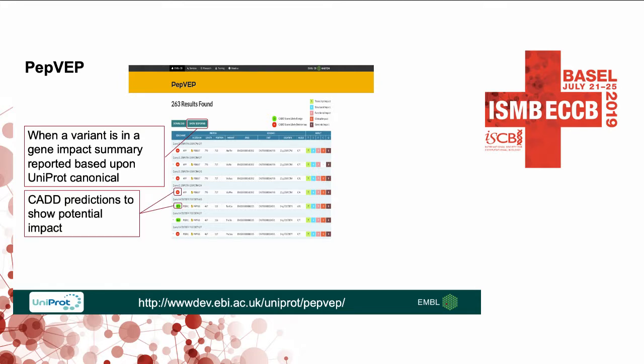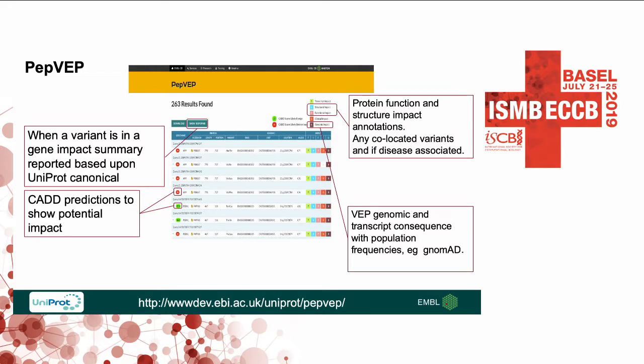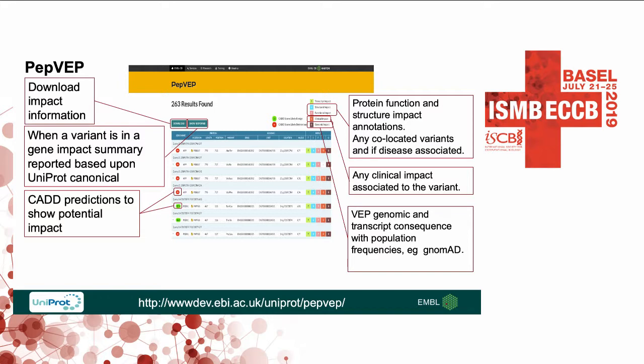We give you a CADD score, which gives you a very quick overview of the impact of that variant, so red and green. If you want to understand how those color schemes are working, you have to go to Ensembl, because this is Ensembl's coloring scheme. We provide various impacts: genomic and transcript, protein function and structure function with co-located variants, and if they're disease associated, a clinical impact, and you can download all the data.